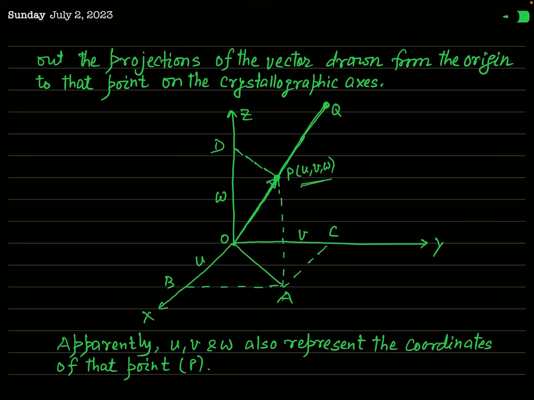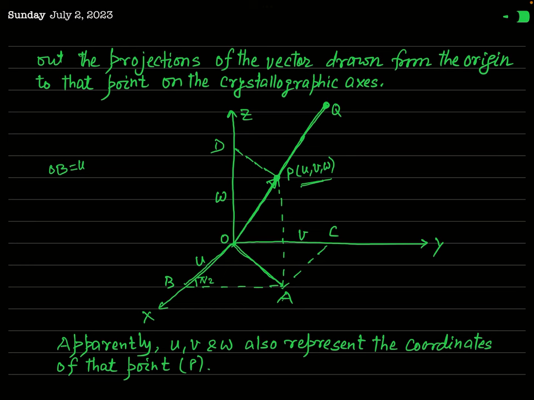As in this figure, you can see, if your aim is to find the coordinates of this point P, we will simply draw a perpendicular on this XY plane, if you consider that this is just a cubic crystal. And then we will join this point A, where the perpendicular falls on the XY plane, with the origin O. Okay. Now, again, we will draw a line AB parallel to the Y axis, which will definitely be perpendicular to this X axis. This angle is 90 degrees. And then this OB is the projection of vector OP along the X direction. Okay. So OB is equal to U.